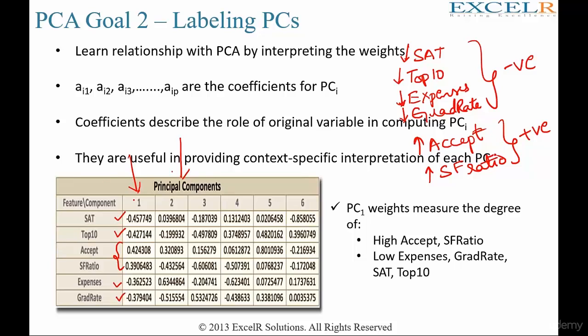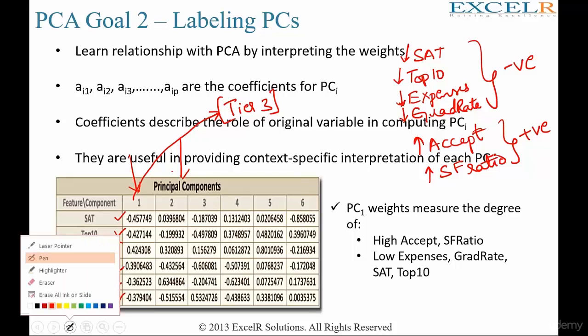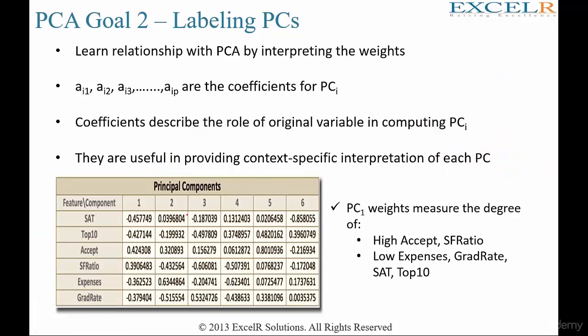So maybe now you can name this as tier 3 universities, and suddenly you have given a name to this principal component. So now the explaining power has come back. Now we can do a lot of meaningful things. This is how you can label and try to give meaningful insight.